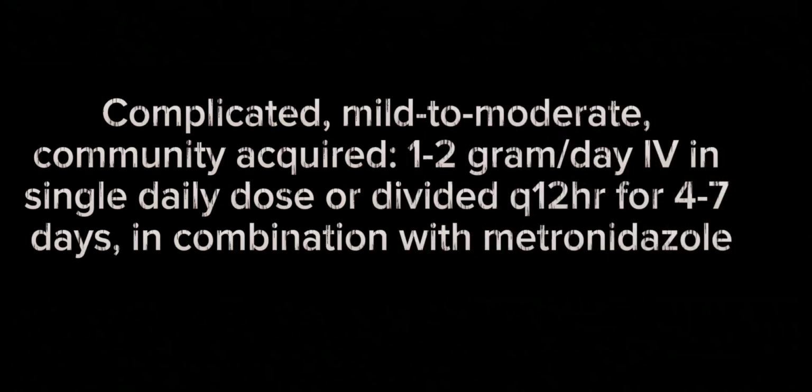Dosage forms and strengths. Intra-abdominal infections, complicated, mild to moderate, community acquired: 1 to 2 grams a day in a single daily dose or divided every 12 hours for 4 to 7 days, in combination with metronidazole. Acute bacterial otitis media: 50 mg per kilogram IM once. Persistent or treatment failures: 50 mg per kilogram IV or IM for 3 days.